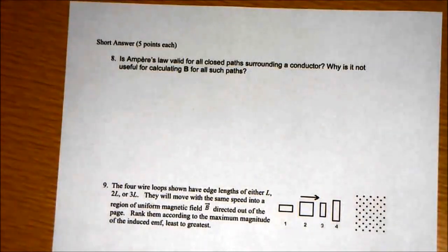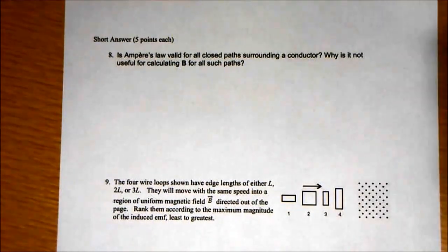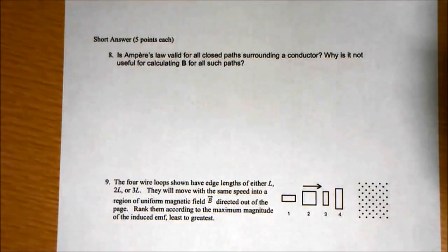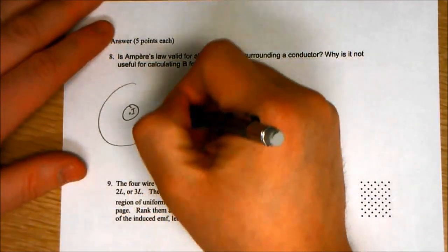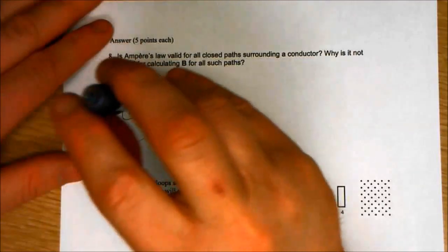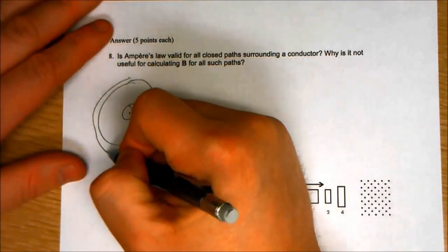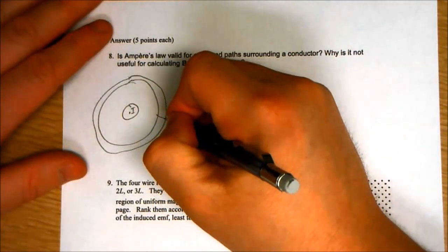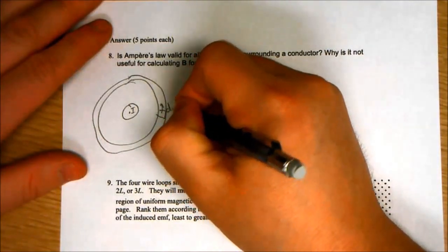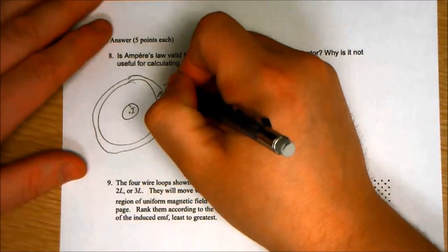So is Ampere's law valid for all closed paths surrounding a conductor? Why is it not useful for calculating B at some point? Yes, it is valid everywhere. It's a matter of mathematics. So I've got some current coming out of the page, and I'm going to draw a thick ring, although it doesn't have to be. This is my Amperian loop. There's some section of the loop, ds. I know because this is coming out of the page that B is in this direction.